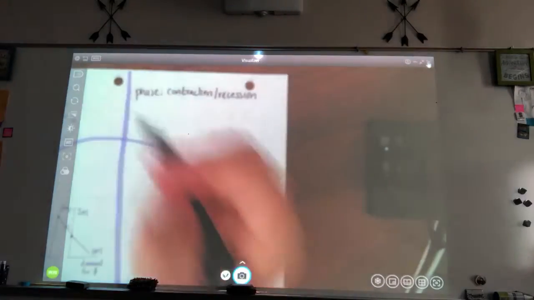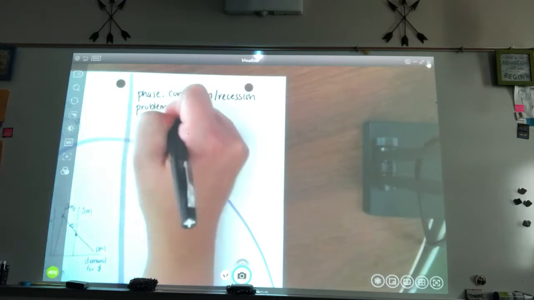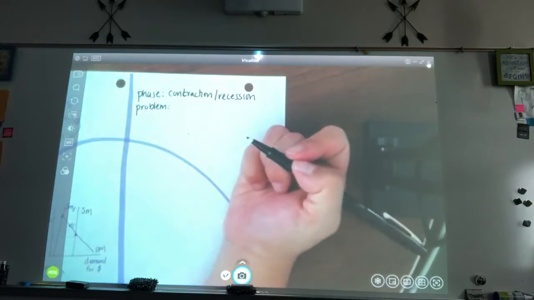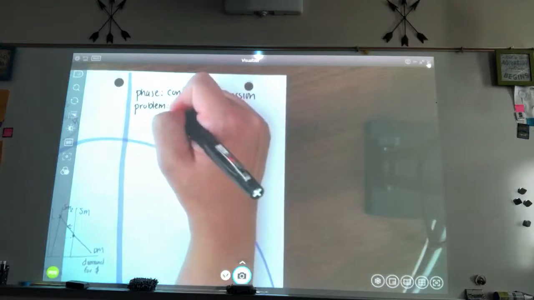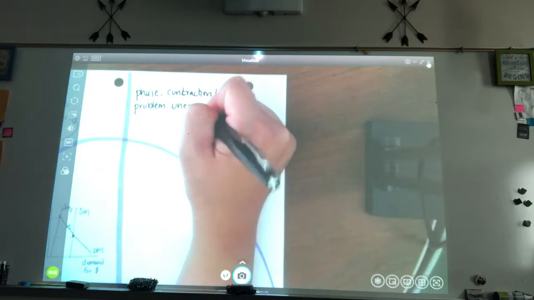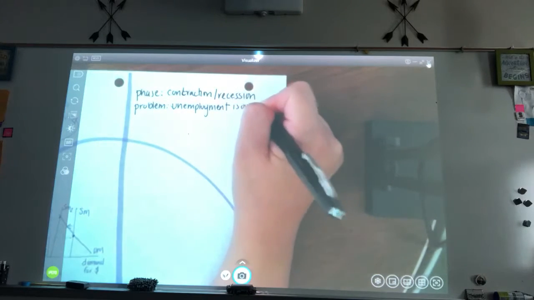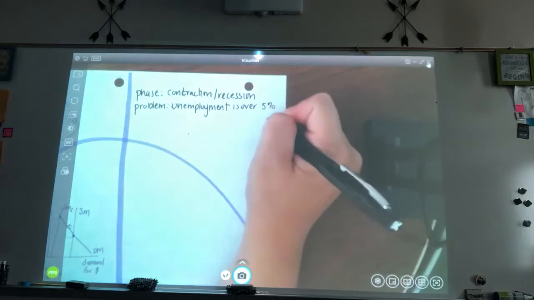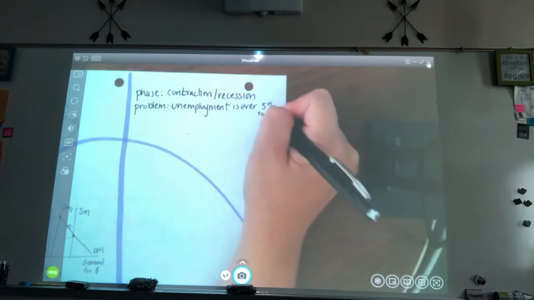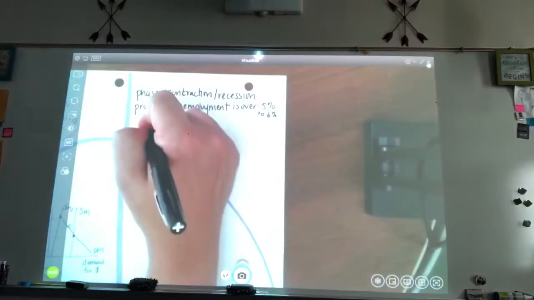So our problem over here, we said it was inflation on the other side. What is our problem on this side? Not deflation, unemployment. Unemployment is over what? 5 to 6%. We like to see our unemployment around that number. Right now it's about 3. So what are we in? Expansion.